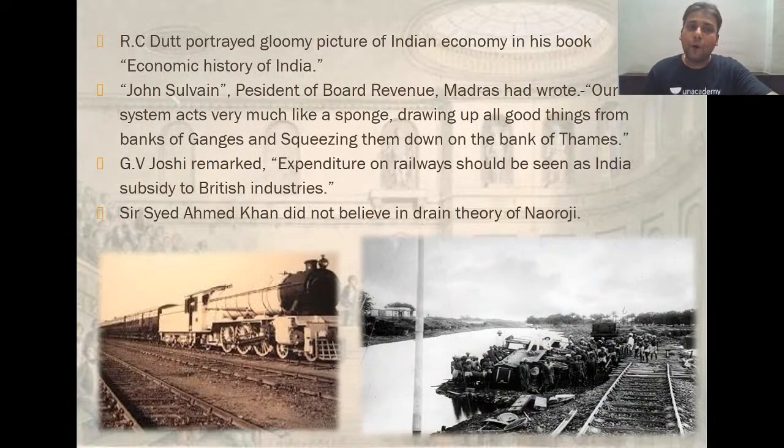Now, if you read the statement properly, I'll repeat the statement. Please pay attention. It was asked in the mains. Our system acts very much like a sponge, drawing up all the good things from the bank of Ganges and squeezing them down on the bank of Thames. I take a sponge, I dip that sponge in river Ganges. I pick up that sponge and squeeze that sponge in Thames, which is the river of London. In very simple words, I take good resources from India and divert all the resources to London. Indirectly, India's money is going out of India.